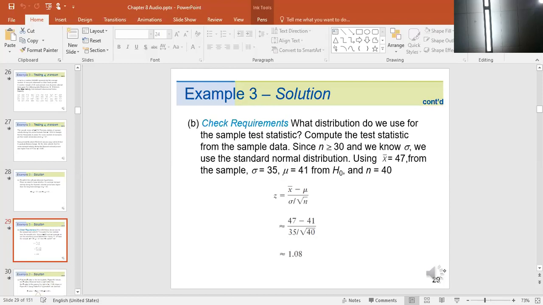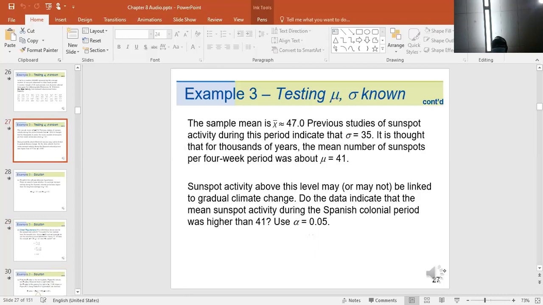There is not enough evidence to support the claim that, what was that claim? Sunspot activity in the Spanish colonial period has changed. So in that conclusion, you are going to say there is not enough evidence to indicate that the mean sunspot activity during the Spanish colonial period was higher than 41. Write it neatly like that.